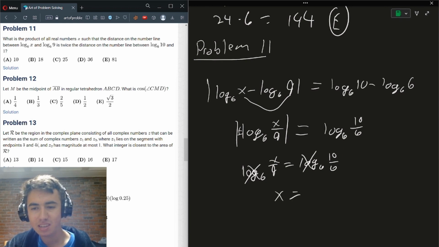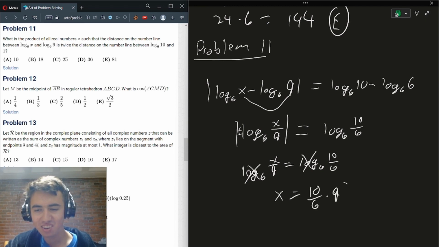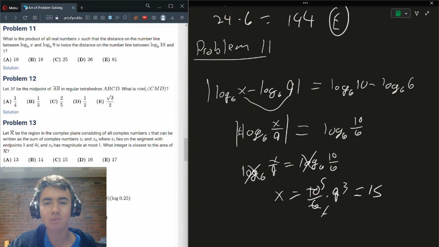What is 9 divided by 6? That's 3 over 2. I'm sorry, 10 over 6 times 9. 3 times 5 is equal to 15. So we have x is equal to 15 as one of our possibilities.